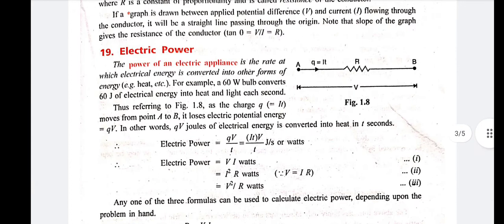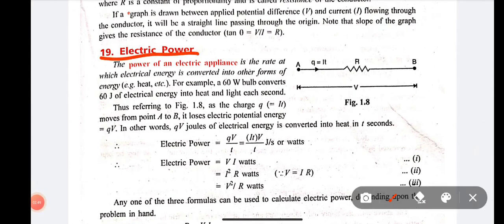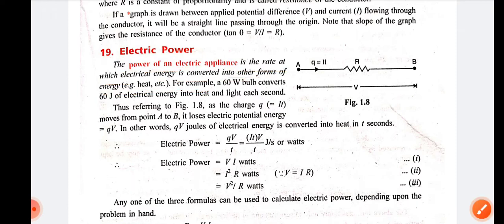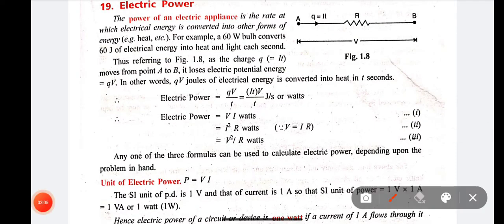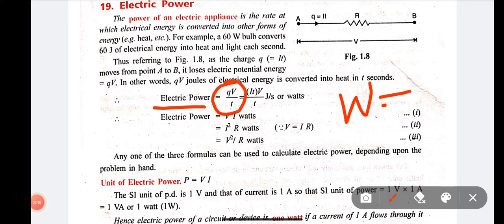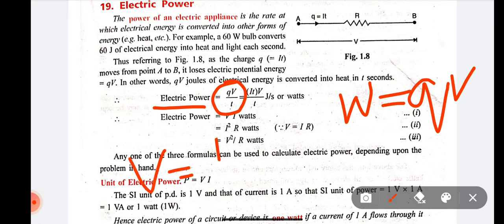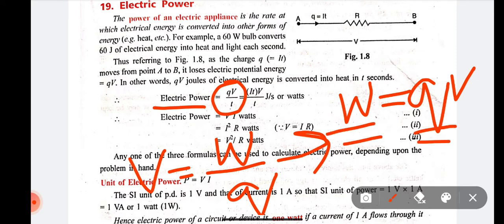Now we come to point number 19. What is electric power? If I go through the definition, electric power is the rate at which electric energy is converted into another form of energy. In another way, we can define it as the rate of work done per unit time. Work done is written as Q into V, because we know that volt is equal to work done per unit charge. So we can write W, work done, equal to charge into voltage.